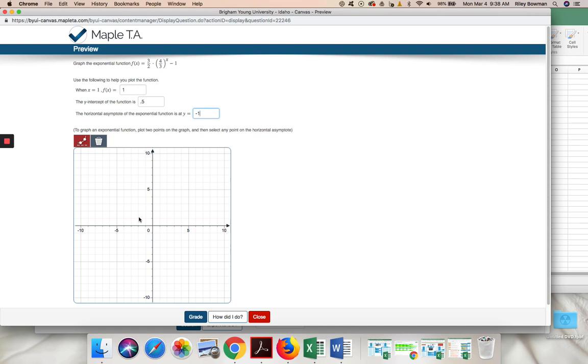So we go to the point 1, 1. Oh, that means in the x direction 1, in the y direction 1. We always do the x direction first. Try and get as close as we can.